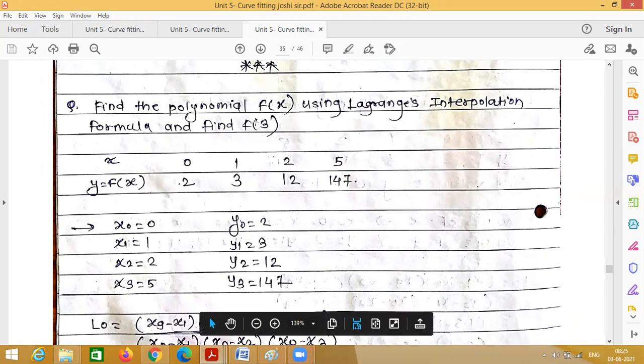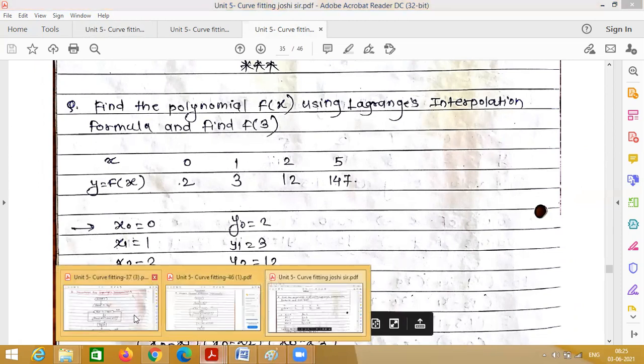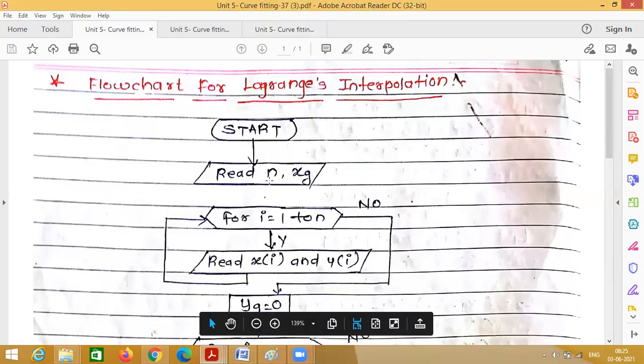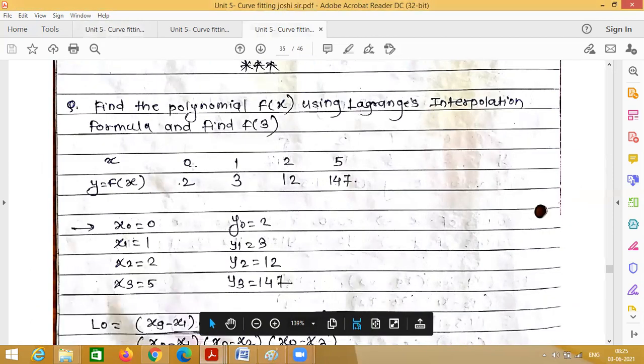So we will enter xg is equal to 3. Here you can enter the value of xg. Now we need to enter all those values x0, x1, x2, x3 and y0, y1, y2, y3.